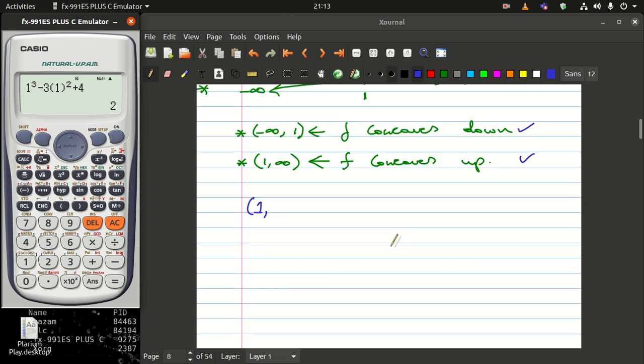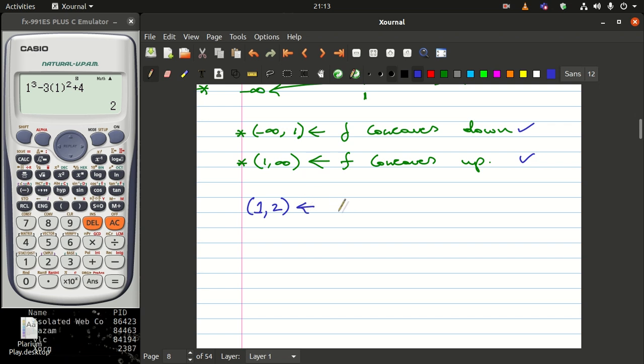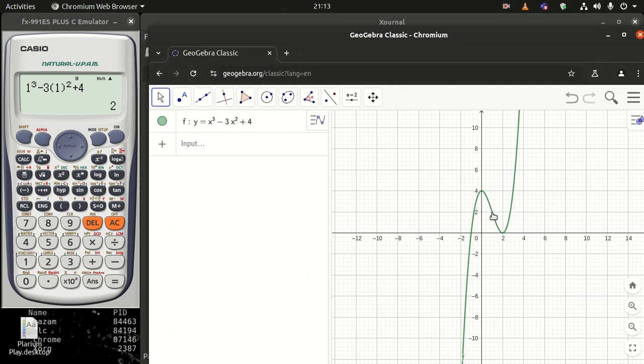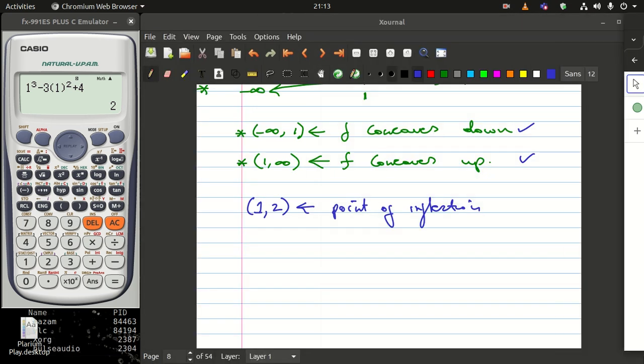So at (1, 2), when x is equal to 1 and y is equal to 2, that's where we have the point of inflection, or inflection point, or a flex. This point here is the point of inflection, and you can even see when I was drawing this that at 1 we have 1 and 2. This is the point that we call the point of inflection, because we were on concave down and now we're moving to concave up. So that is the point of inflection.